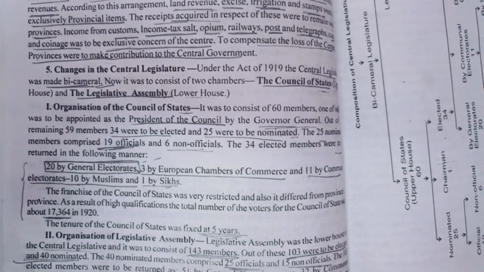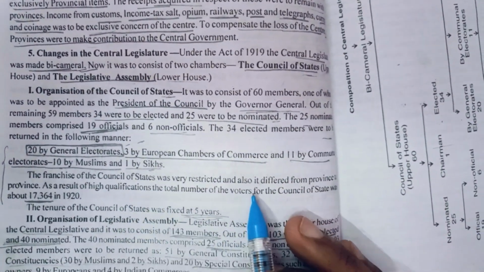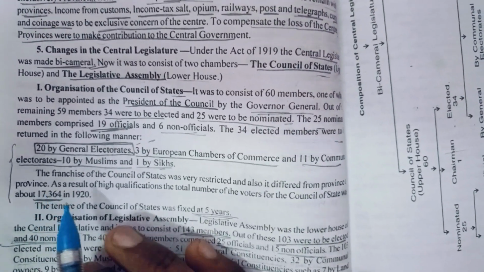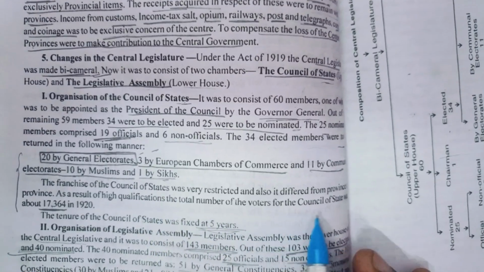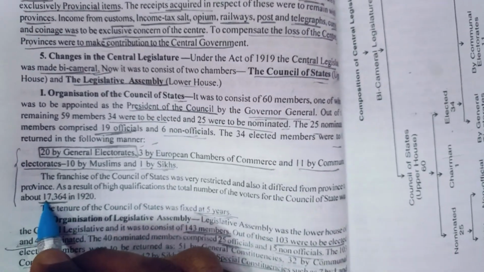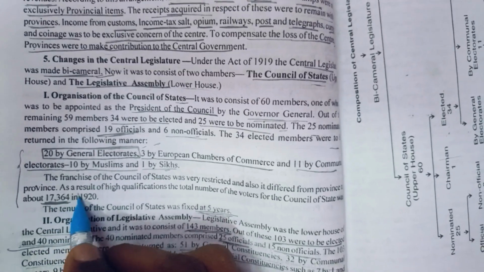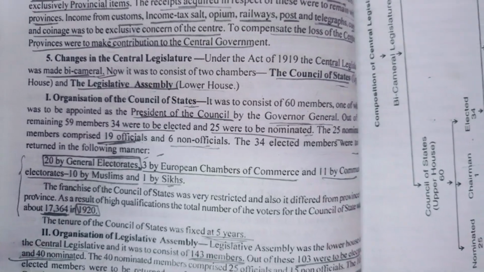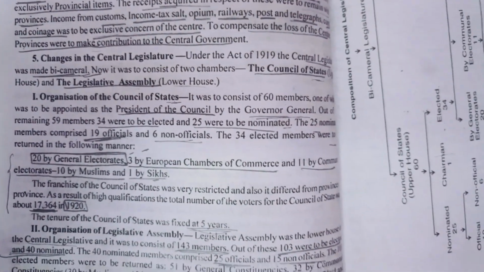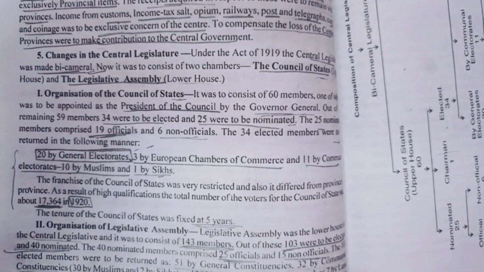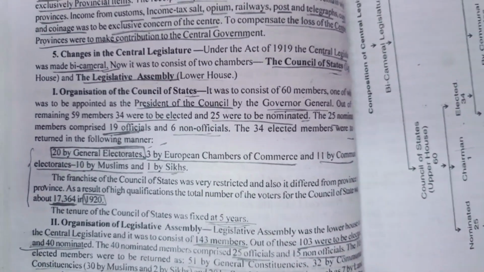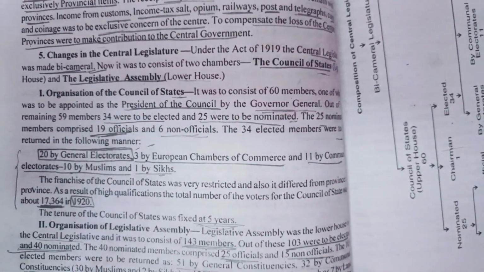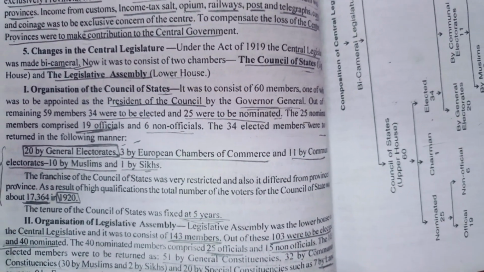The franchise of the Council of State was very restricted, and it also differed from province to province. As a result of high qualifications, the total number of voters of the Council of State was just 17,364 in 1920. So you can see that a very hard classification of voters was done. High qualifications were required for voting rights. In the whole of India, just 17,364 were allowed to vote.